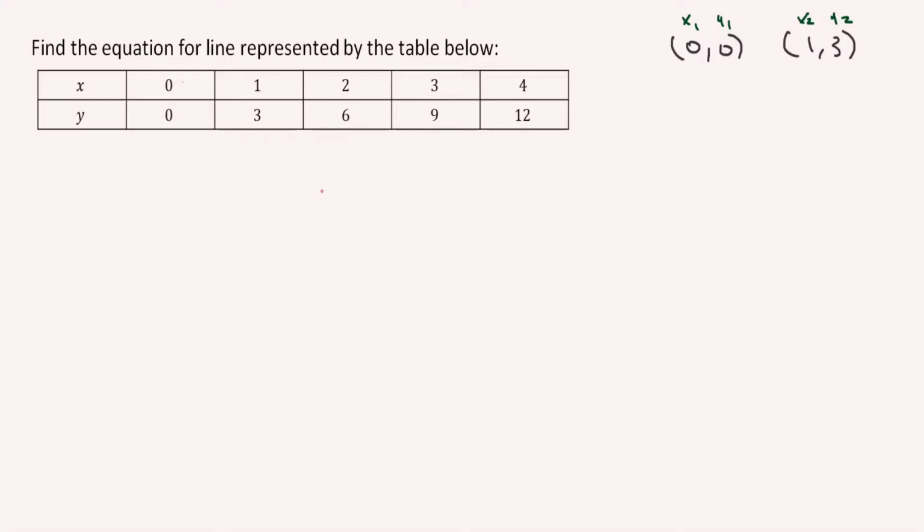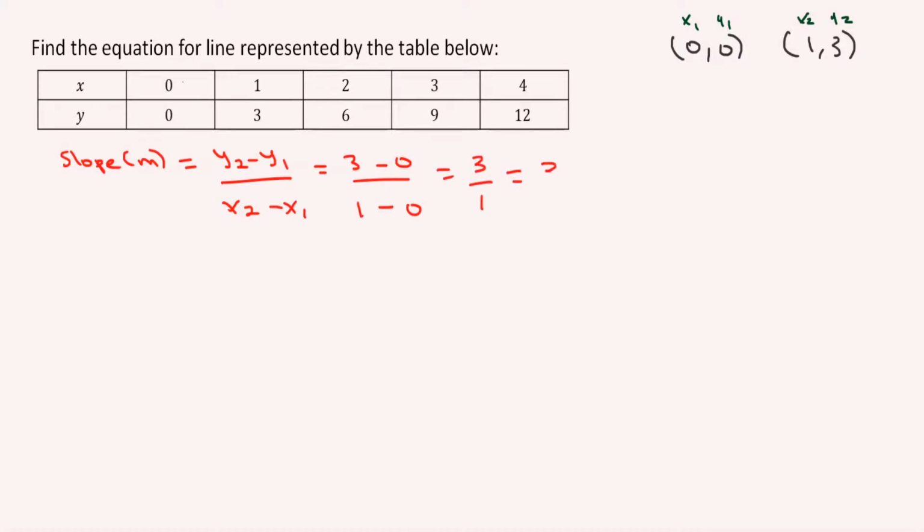Next, we're going to look for the slope. The slope, which I like to always indicate is represented by m, is going to be y2 minus y1 over x2 minus x1. This is going to be y2 is 3 minus y1 divided by x2, 1 minus x1. So this is 3 over 1, which is going to give us 3.